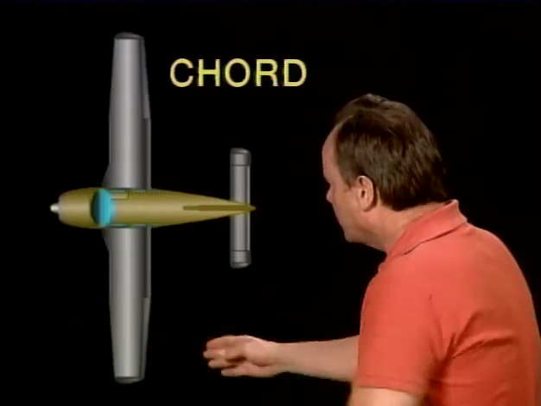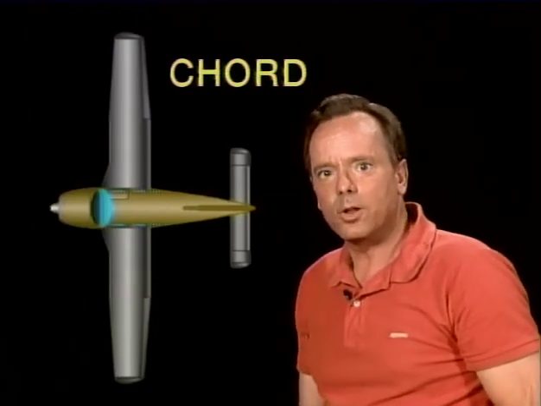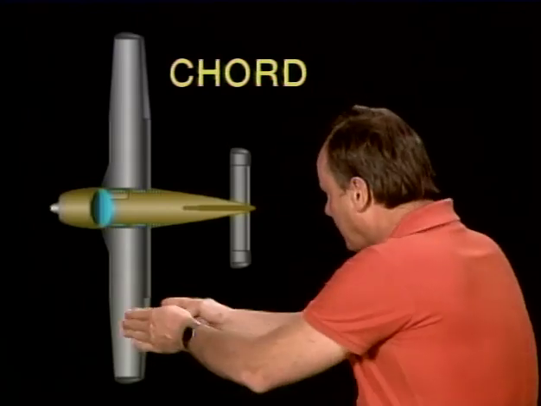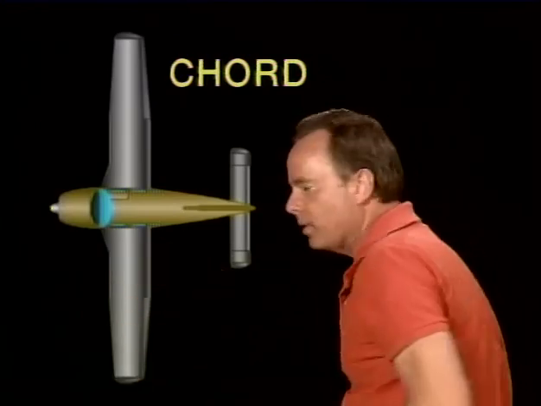Now, the chord is from the front of the wing to the back of the wing. That's not the way they put it on the test. They say the chord of the wing is measured from the leading edge to the trailing edge. And a lot of times you have the average chord, so that you have the average length from the leading edge to the trailing edge of the wing.